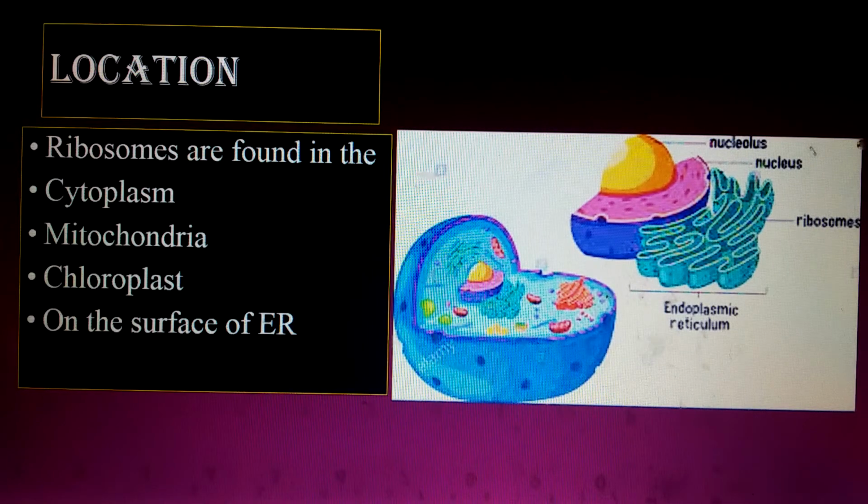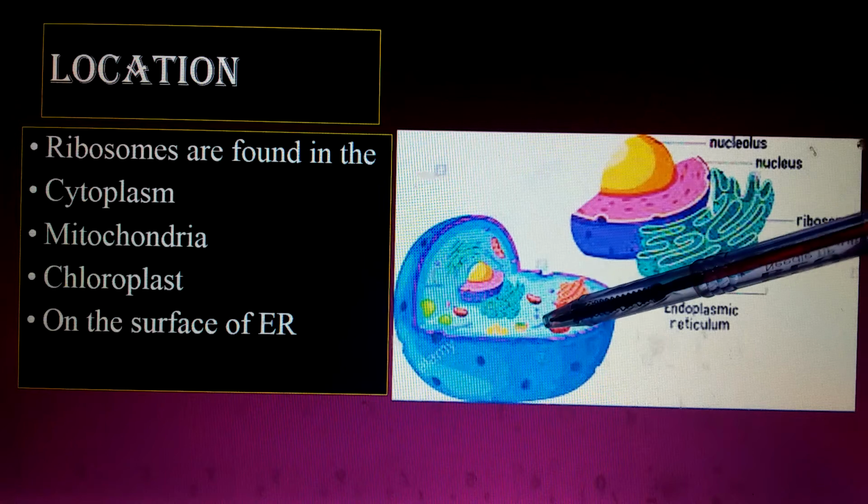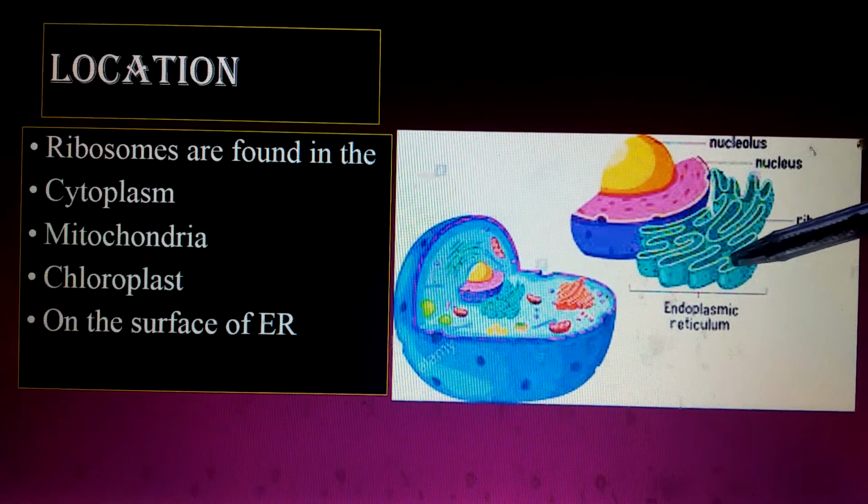Now about the location. Where are ribosomes located? Ribosomes are present in both prokaryotic and eukaryotic cells. Keep it in your mind: in the eukaryotic cell, ribosomes are located in the cytoplasm, in mitochondria, in chloroplasts, and on the surface of the endoplasmic reticulum. That's why the endoplasmic reticulum is sometimes called rough endoplasmic reticulum because of the presence of ribosomes, and smooth endoplasmic reticulum because of the absence of ribosomes. Is it clear?